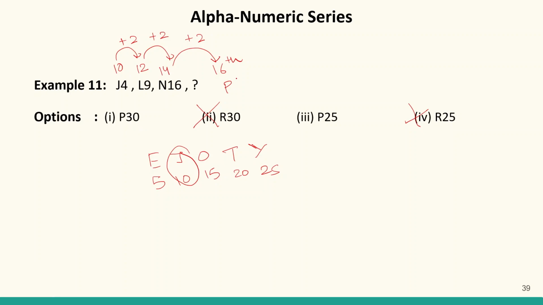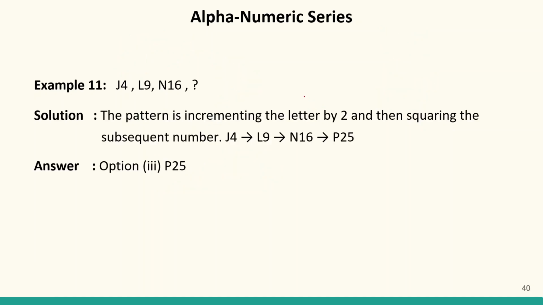These are answers. Now let us look at the numbers. I can say 4 can be represented as 2 square. 9 can be represented as 3 square. Similarly, 16 can be represented as 4 square. So we have to find out 5 square, which is 25. That is why remembering the squares and square roots is very important. So the number will be 25. So the answer will be P25. That is option number 3.